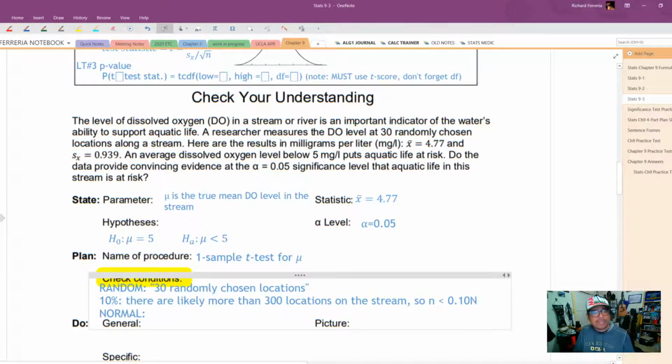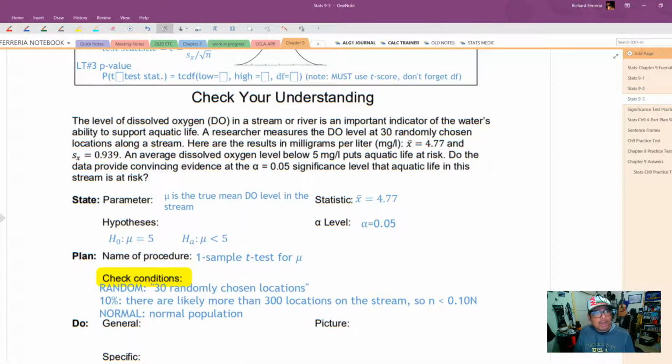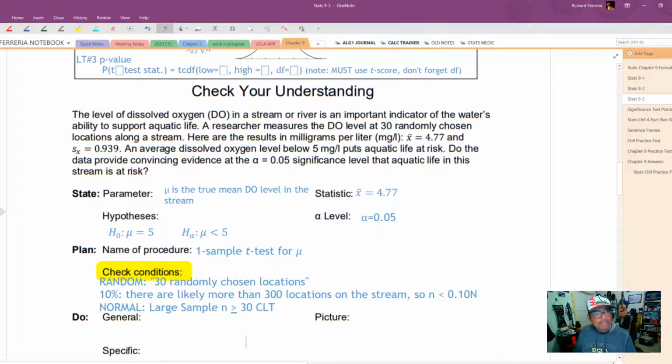And let's go through the normal conditions. The first normal condition is a normal population, and of course nothing in the problem says normal population, so we can't use normal population. The next thing we want to check is a large sample. Is n greater than or equal to 30? Yes, my sample size is 30. So I'll put central limit theorem at the end here, and we have done it.